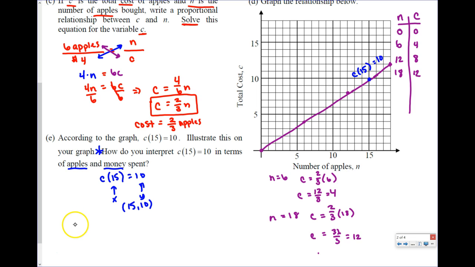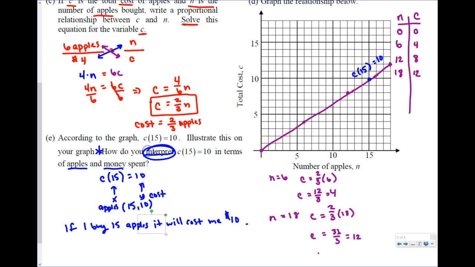But if I say, oh, if I buy, remember, what does X stand for? X stands for apples, and the Y here stands for cost. That's like saying, if I buy 15 apples, it will cost me 11, oh, not 11, sorry. It will cost me 10 bucks. That's what that is, the interpretation. You're interpreting the numbers in English. If I buy 15 apples, it's going to cost me $10, right?